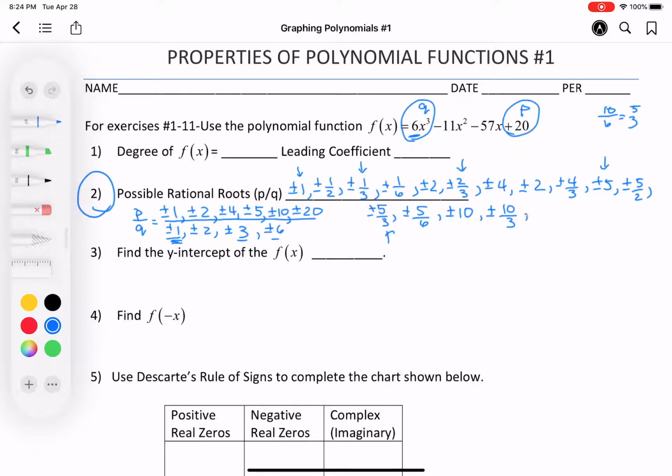All right, and the last one is 20. So 20 divided by 1 is just 20. 20 divided by 2 is 10. I already have 10 here. 20 divided by 3. Can I simplify 20 divided by 3? No. So 20 over 3. 20 divided by 6. I could simplify by 2, which gives me 10 over 3, which I already have. I don't have to do that one again. So those are all my possible rational roots. All the ones that are possible, but they don't mean that they all are actual roots.